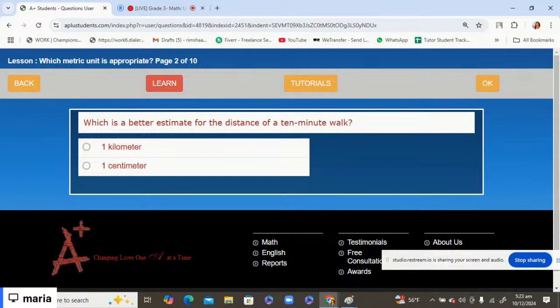What is the better estimate for the distance of a 10 minute walk? Now you tell me, is it option A or option B? Hurry up. Everyone tell me. Option A, 10 minute walk. Are you going to walk in the form of centimeters? That is a very small unit. Yes, it's option A, that is 1 kilometer.